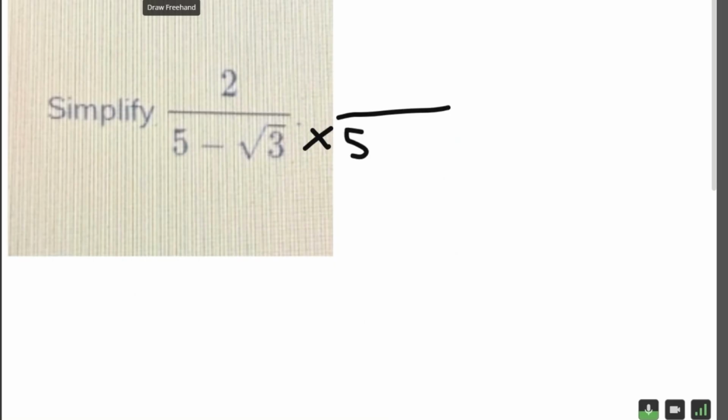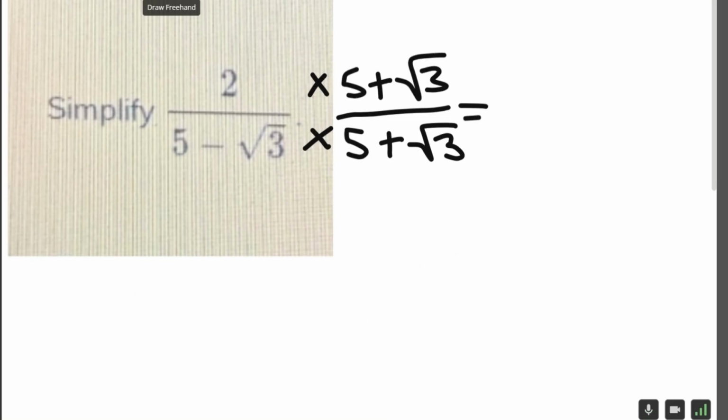5 plus square root of 3. But we got to do that on the top too, right? 5 plus square root of 3. Well, let's multiply the numerator first. That's just 2 times 5 plus square root of 3.